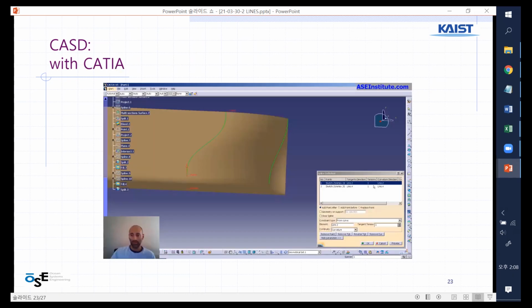And then CATIA is another software. This is popular in the aerospace industry and also the automotive industry. Not so popular in the shipbuilding industry, but they can also design a ship surface. So this is CATIA used to design a ship surface.